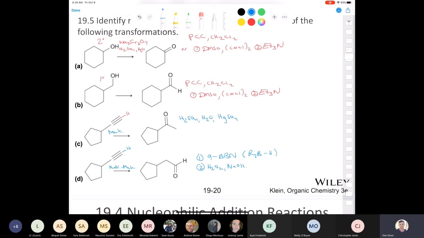There we go. Okay, again, this is just a review of reactions that you've already learned in this class, where we end up forming aldehydes and ketones. So nothing new there.